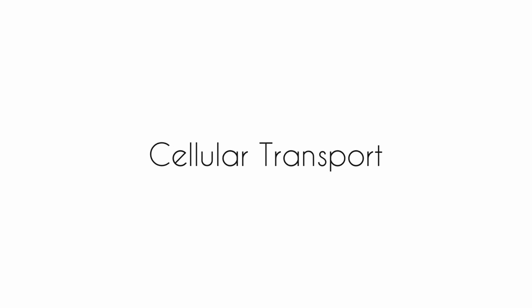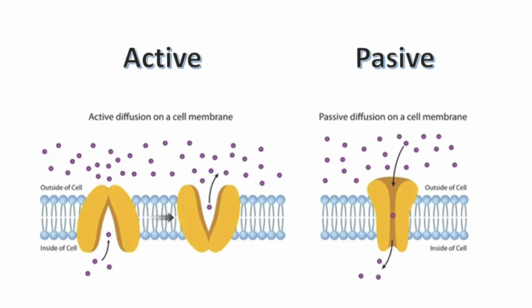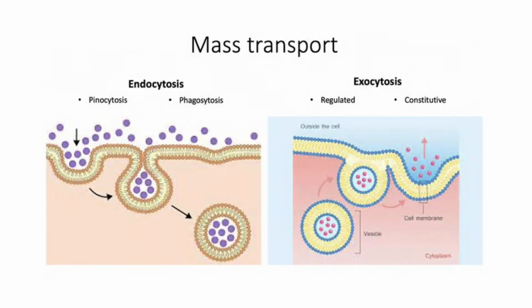There is a cellular transport between the cells. These are two kinds: the active transport, which spends energy, and the passive transport. This doesn't use energy. Then we have the mass transport, endocytosis and exocytosis. Endocytosis is the incorporation of the material into the cell, and exocytosis is the secretion of the material produced by the cells. Then we talk about the homeostasis, which is the regulation of the body.